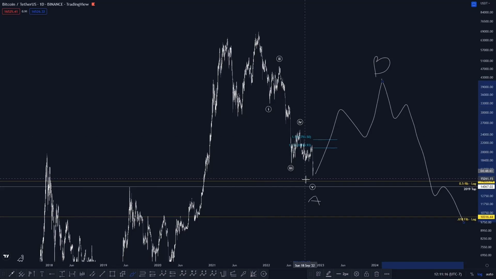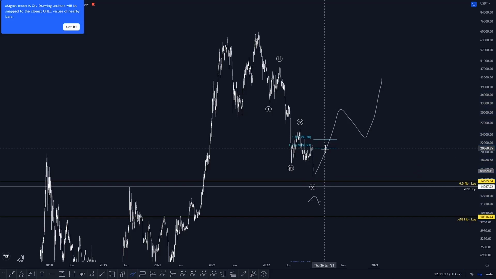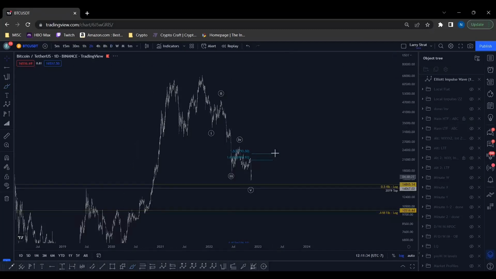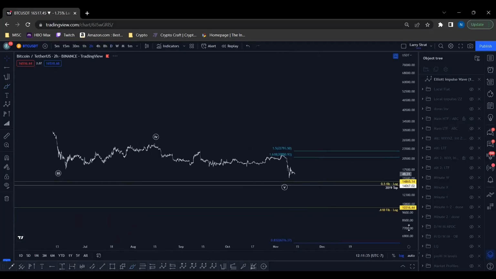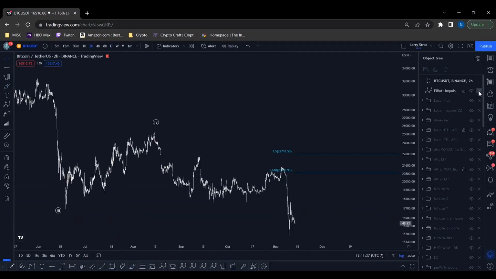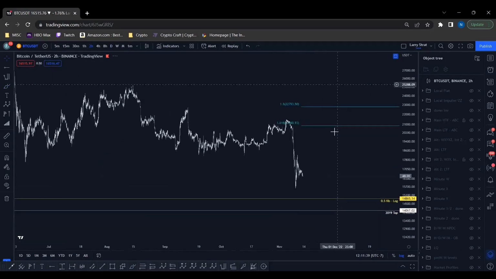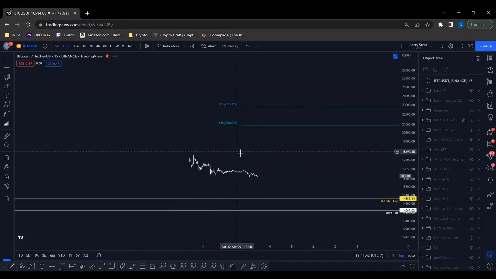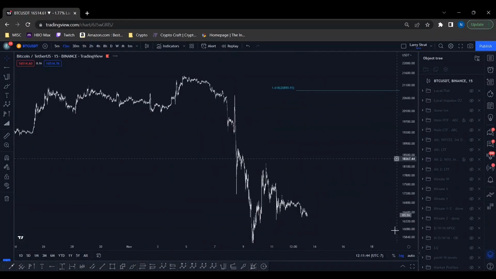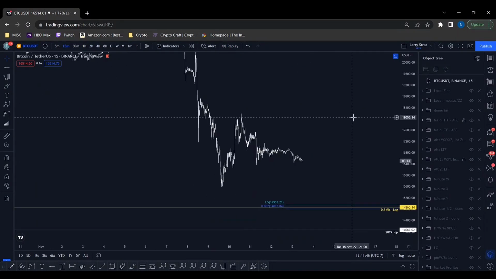So, you know, the long term counts aren't clear yet. The midterm counts are clear, and the local counts right now are not clear, unfortunately. But that's okay. We're trying to fit the pieces of the puzzle together, but we're aware of the possibilities, so we're ahead of the game. What I mean by the local count not being very clear is that it could be a few things that we're looking at right now.